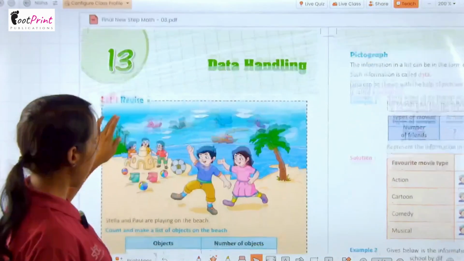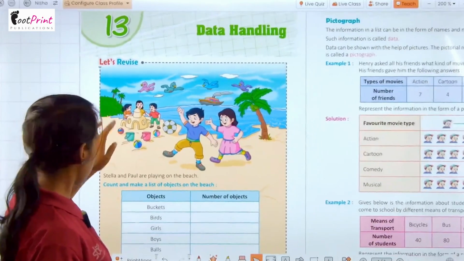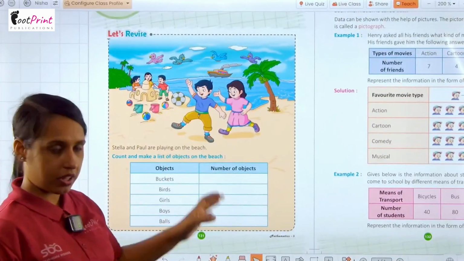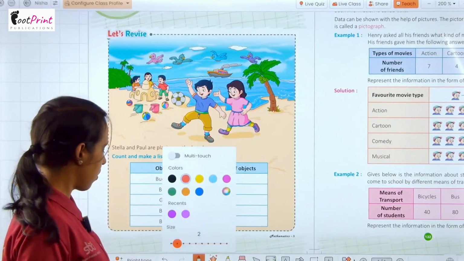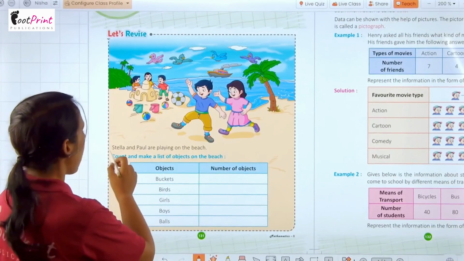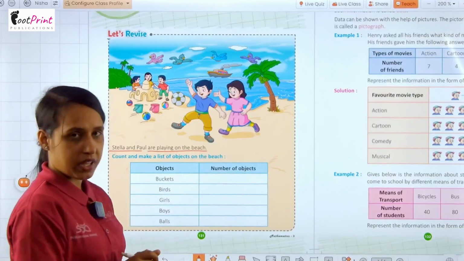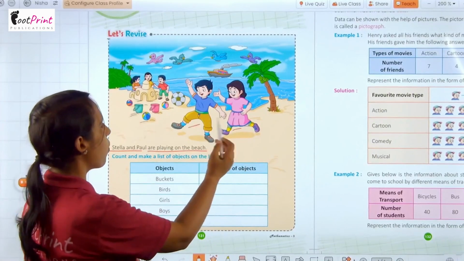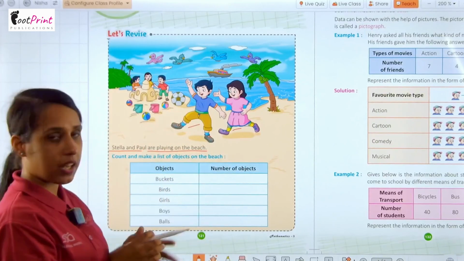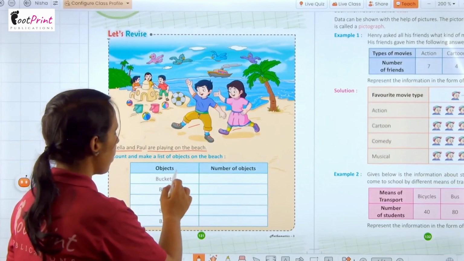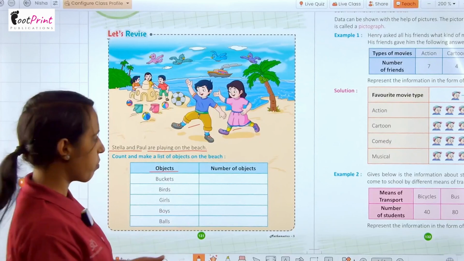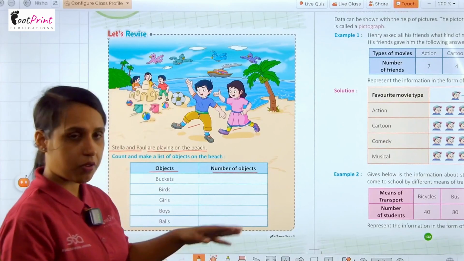So here we have a picture and some questions on the basis of this picture. Stella and Paul are playing on the beach. Here objects are given, the name of the objects and the number of objects we have to write here.